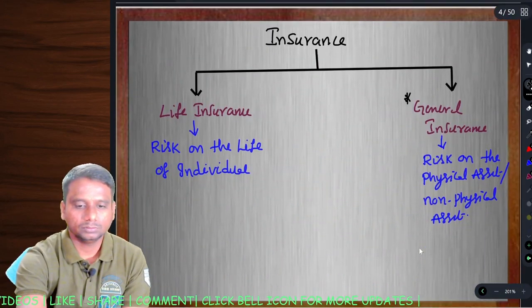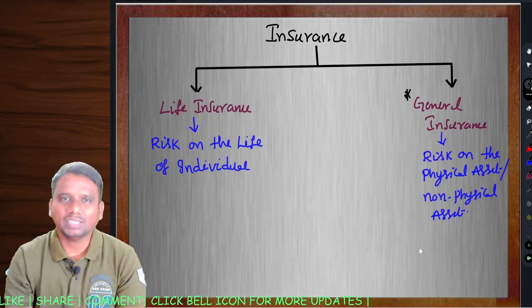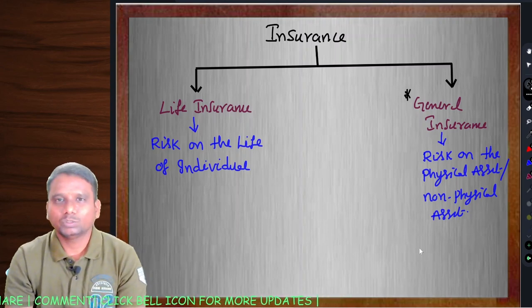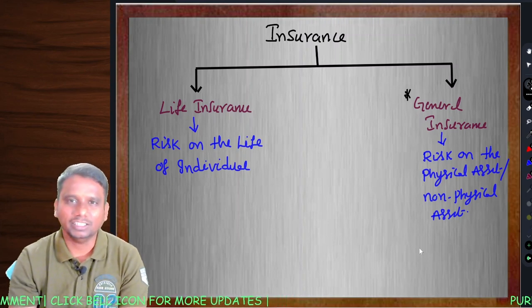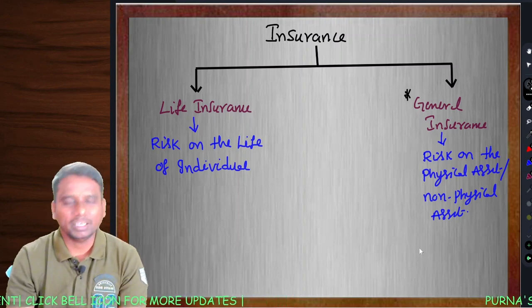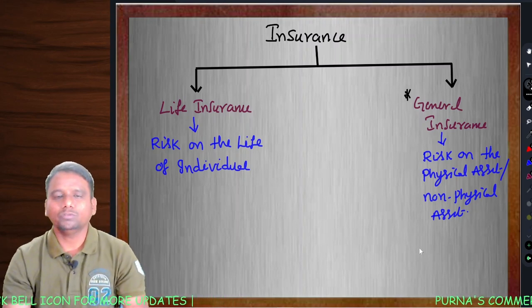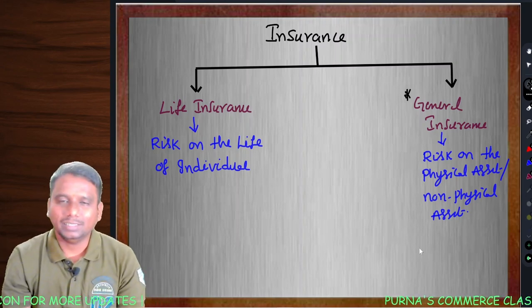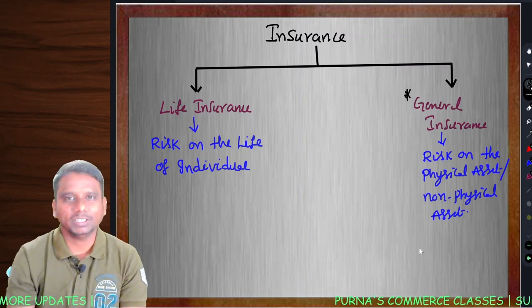Now, there are different types of insurance as you have seen. First, life insurance. Next one is general insurance. Life insurance and general insurance. Sir, what is the meaning of life insurance? If the risk on the life of an individual is covered, then this insurance policy we are calling life insurance.